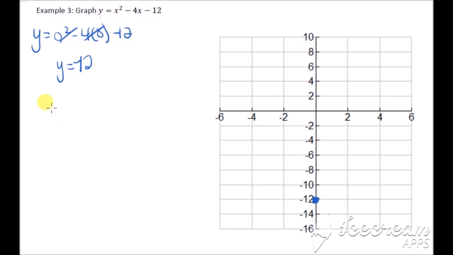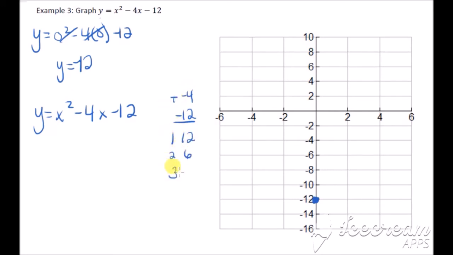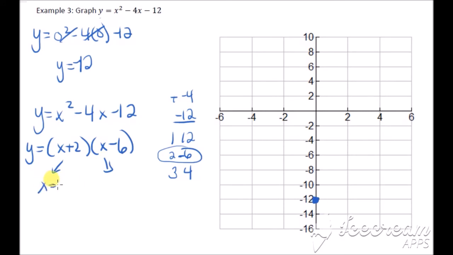Just let's find out a couple more pieces of information. A little blast from the past for the factoring: what two numbers multiply to negative 12 and add to negative 4? We have 1 and 12, 2 and 6, 3 and 4. The ones that add to negative 4 are 2 and negative 6. So those are the factors. We have x plus 2, x minus 6. So if you wanted to plot the x-intercepts, they're going to be negative 2 and 6.